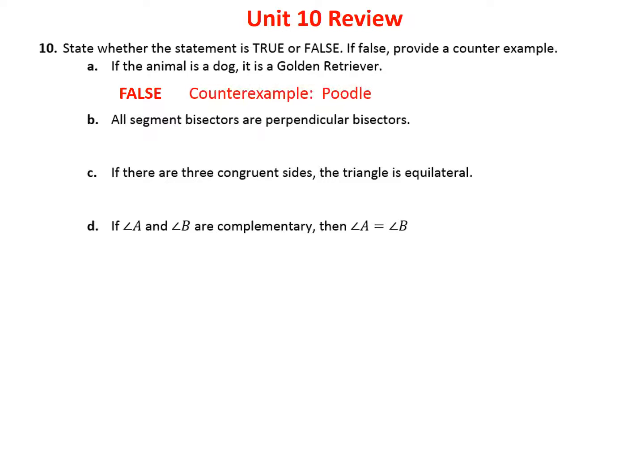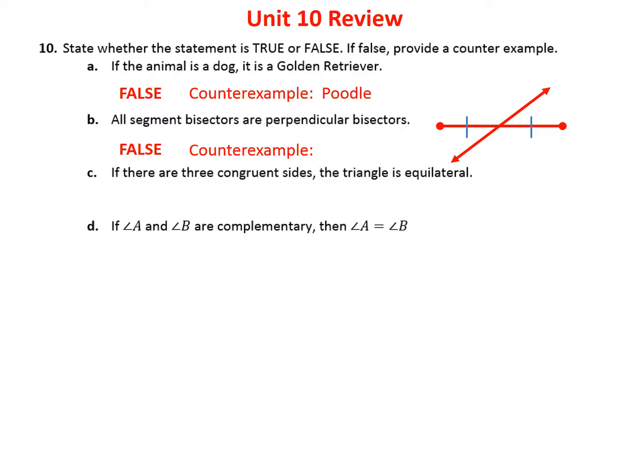For example, I give a counterexample of a poodle. A poodle is a dog, but it's not a golden retriever. B, all segment bisectors are perpendicular bisectors. Well, again, that's sometimes true, but not always true, so it's false. For example, here's a counterexample where I have a segment and a line bisecting this segment, but notice it's not perpendicular. So it is a bisector, but it's not perpendicular.